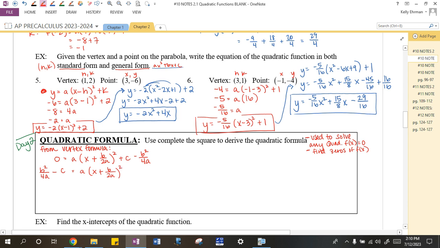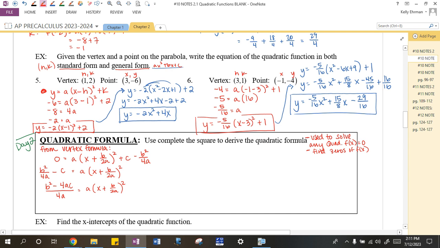And now here's where I do want to go ahead and get a common denominator here. C needs to get multiplied by 4a over 4a. So this is going to become b squared minus c times 4a is 4ac all over 4a. Again, you might be seeing some pieces of your quadratic formula that you've already memorized coming out.